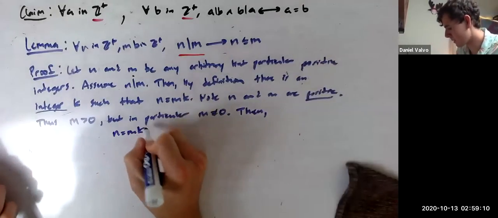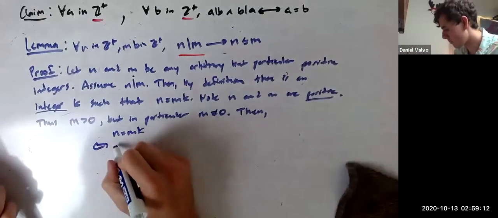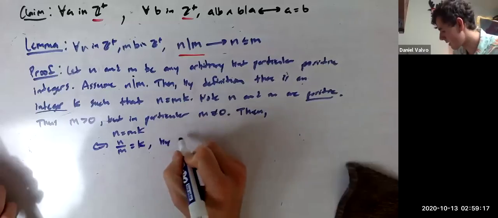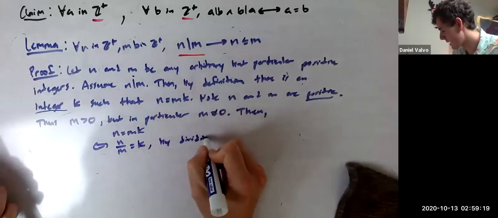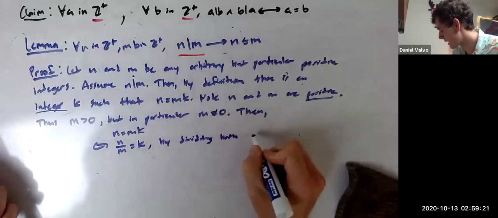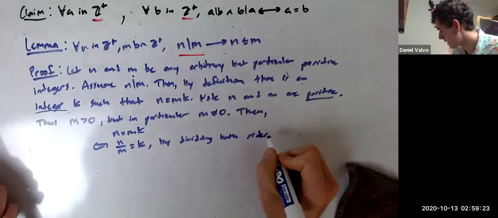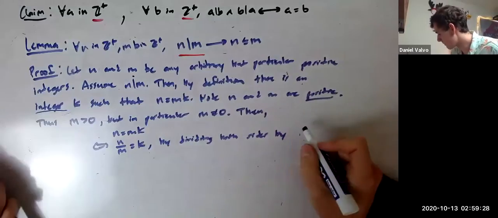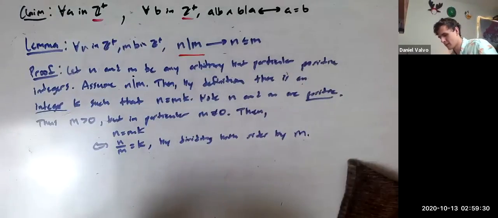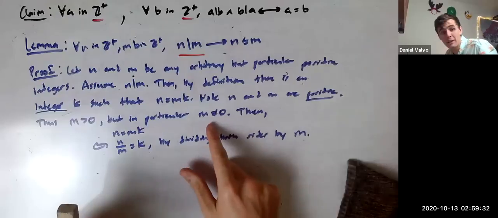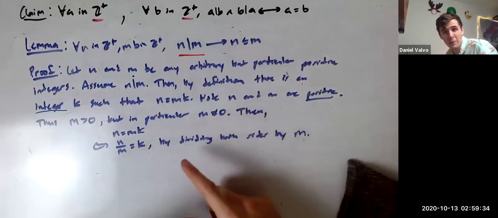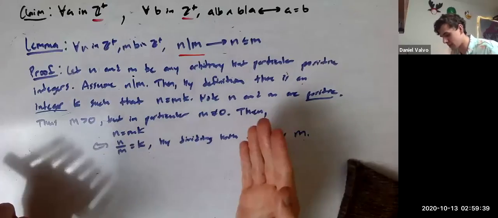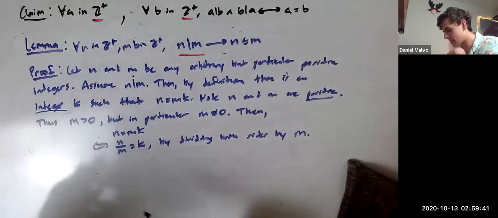n equals mk implies that n over m equals k, by dividing both sides by m. And we needed m not equal to 0 to do that, because if m equals 0, then you're dividing by 0, which you can't do, and all this breaks down. But because we know it's positive, we can divide by m. So that means n over m equals k.